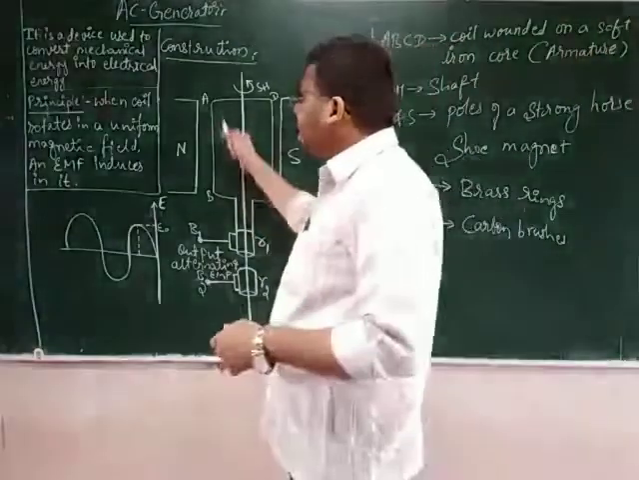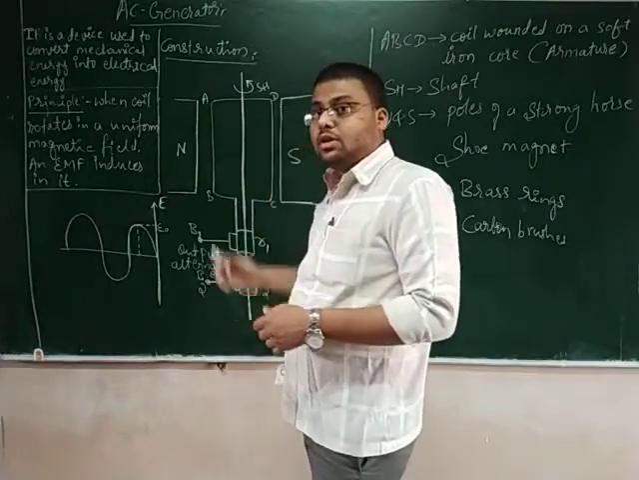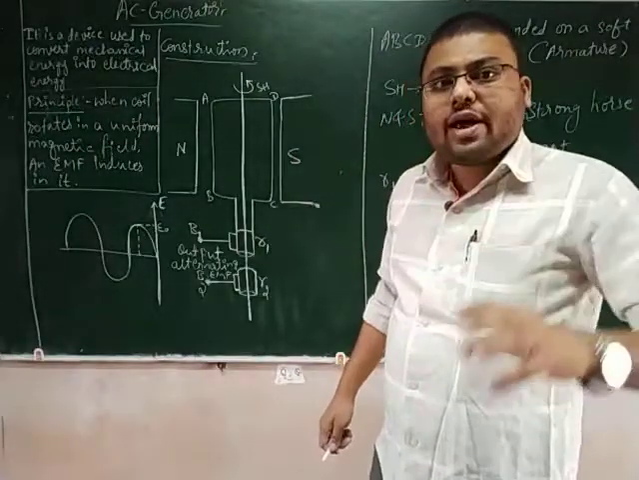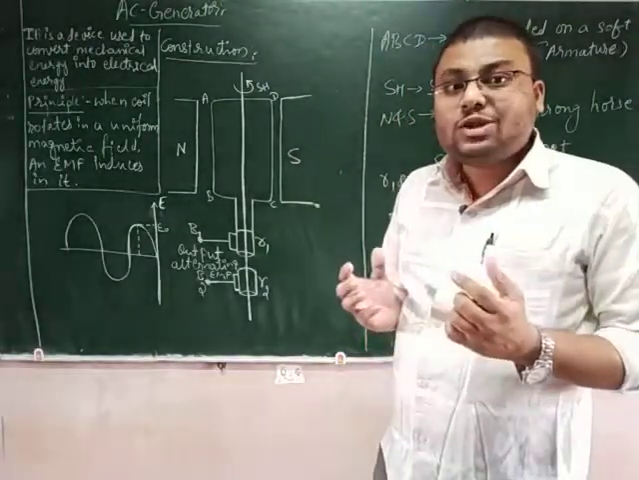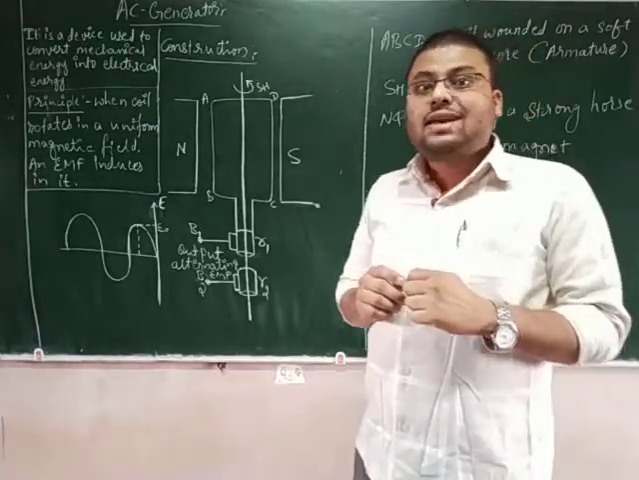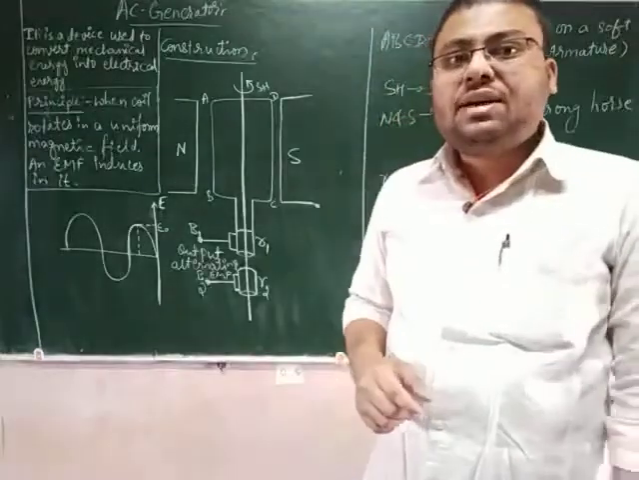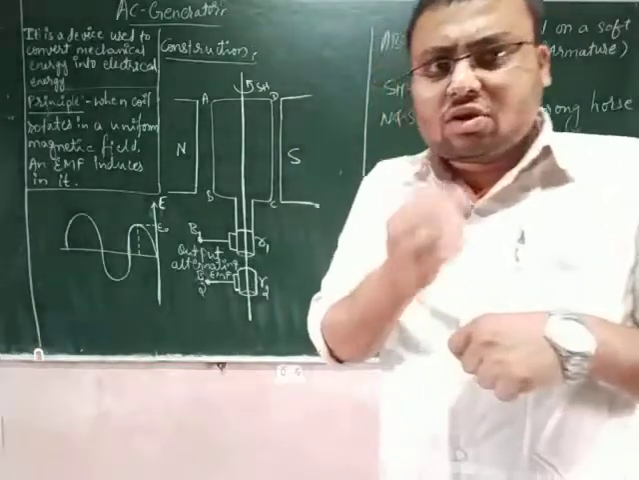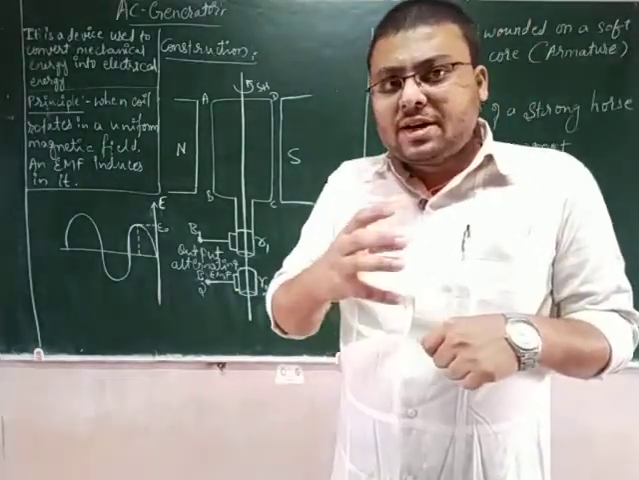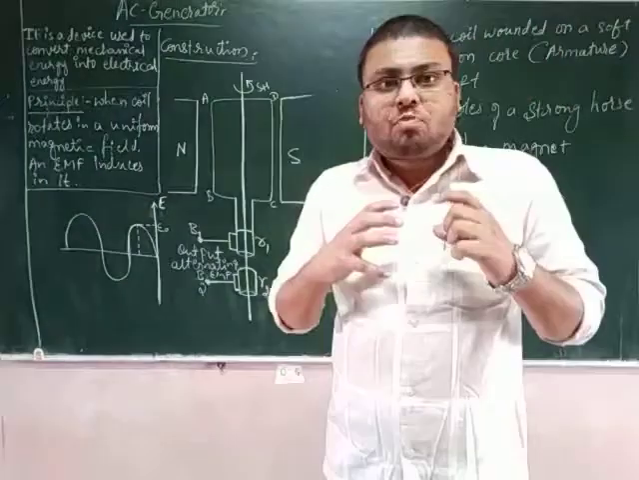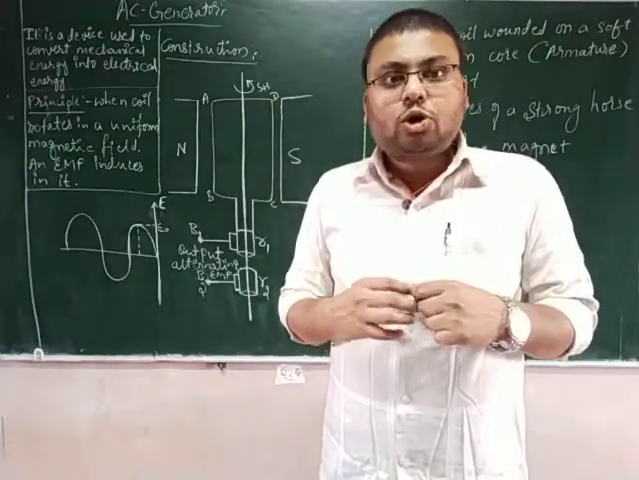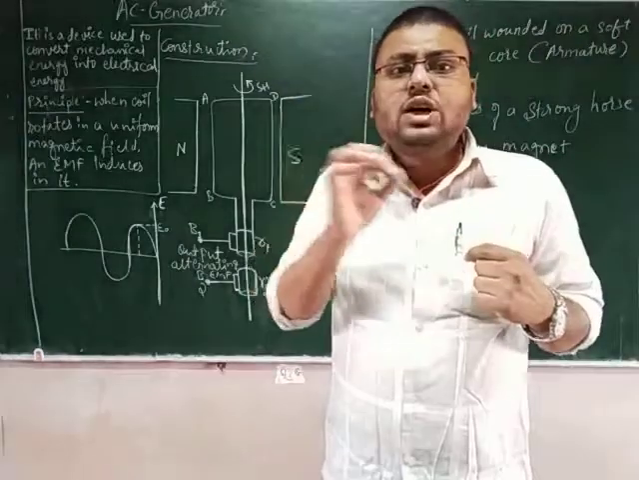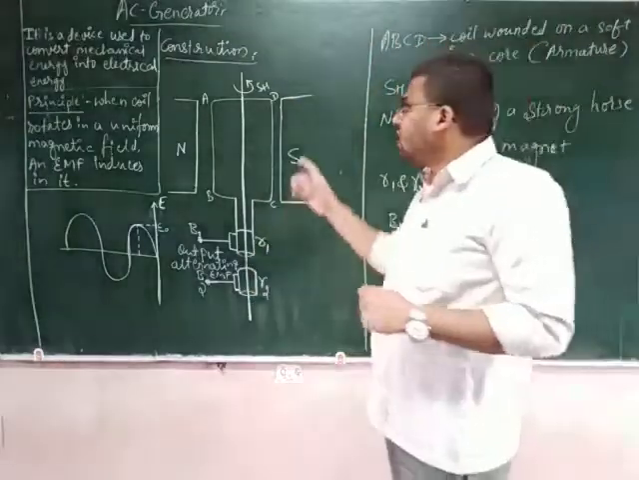So look here. Here we are observing A, B, C, D. So I am explaining the construction of AC generator. A, B, C, D is the coil which is wound on a soft iron core, and this complete arrangement is called an armature. You can observe this armature in your watch also. There is a copper wire wound on a small, thin rod, that will be called an armature. And you will observe this armature in the water lifting motor also. It means a coil that is wound on a soft iron core, and that arrangement is called an armature.